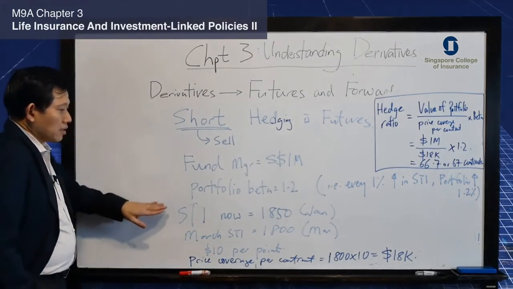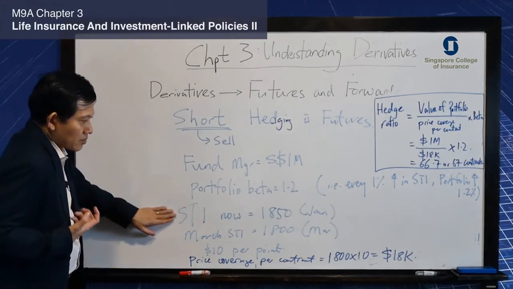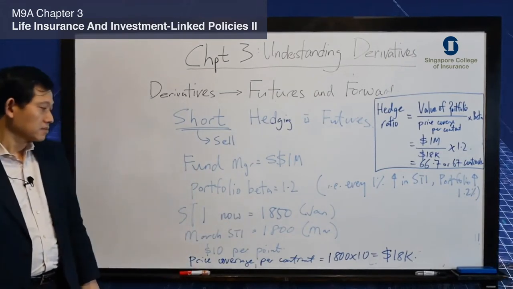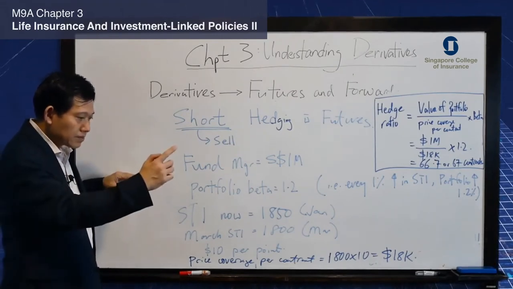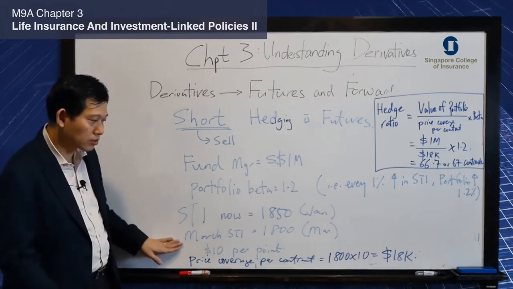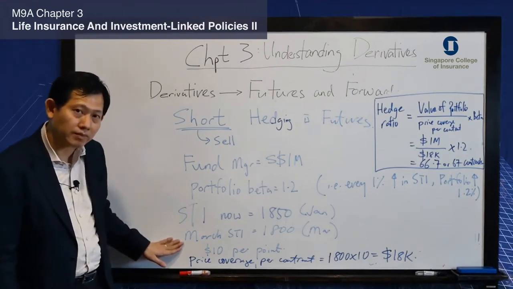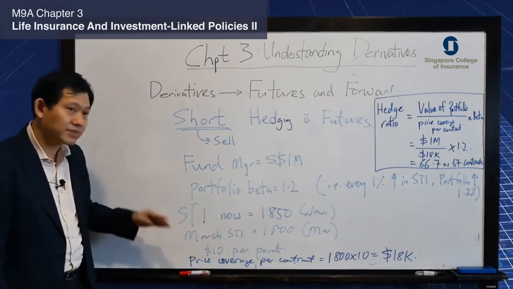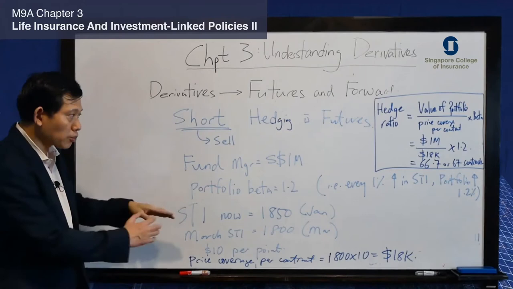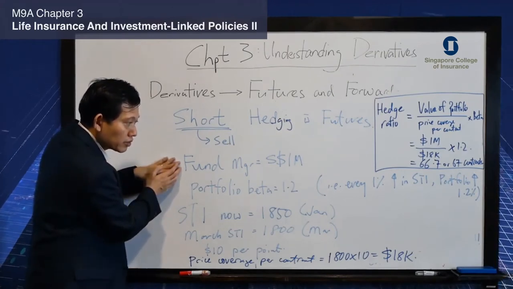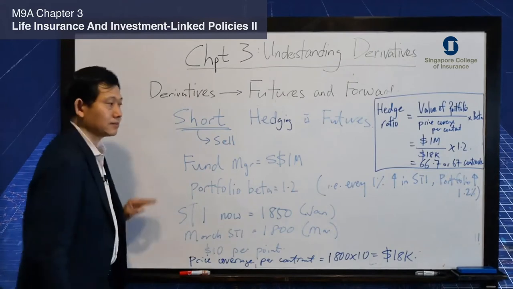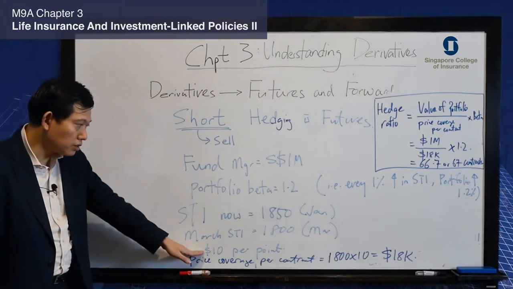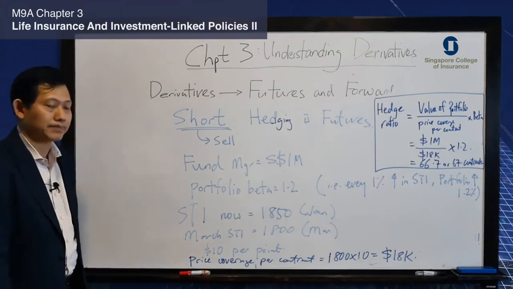Now, let's assume that at this time of speaking, we are in January. STI now is at 1,850 points. And this fund manager anticipates that 2 months down the road, in March, STI will fall to 1,800. This is the fund manager's anticipation. He wants to protect the value of this particular portfolio in the event that this happens. Let's assume that he can find a brokerage or an issuer to design these future contracts for him.